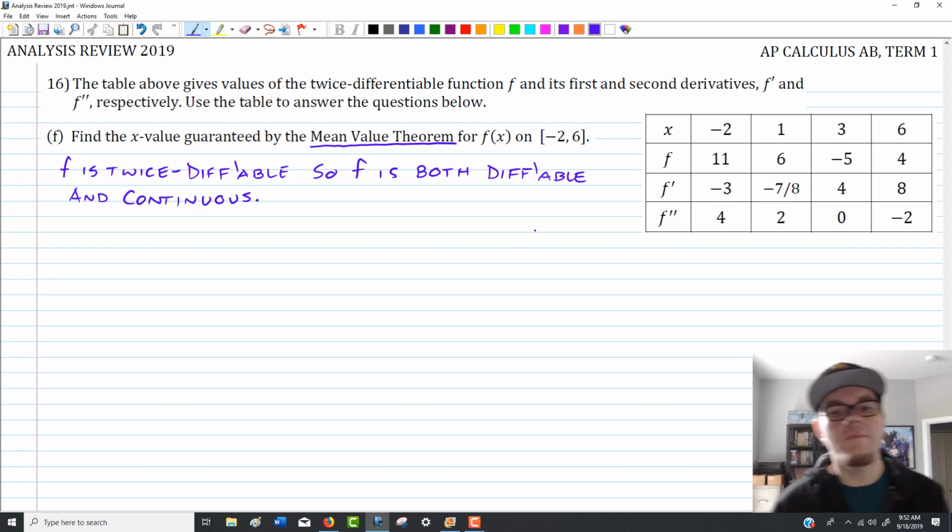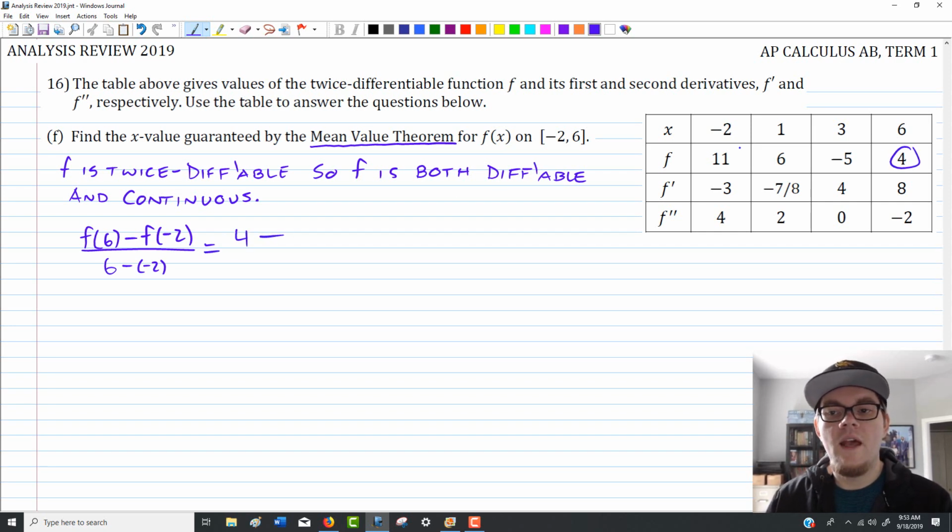So good job us. Next, now that we know that it applies, we're on the interval -2 to 6. So that leads me to think we should compute the average rate of change: f of 6 minus f of -2 all over 6 minus -2. Looking at our table, let's see, did I do this right? This gets me -7 over 8. So that's our average rate of change.